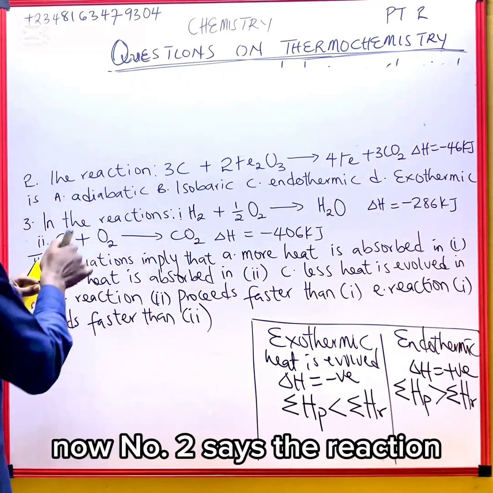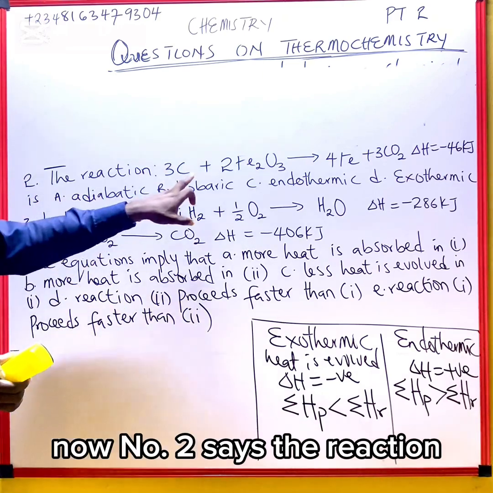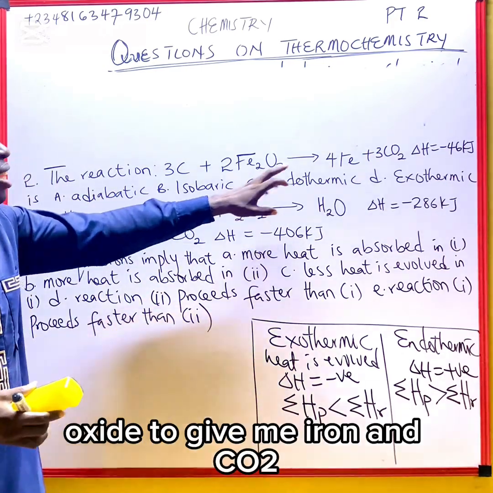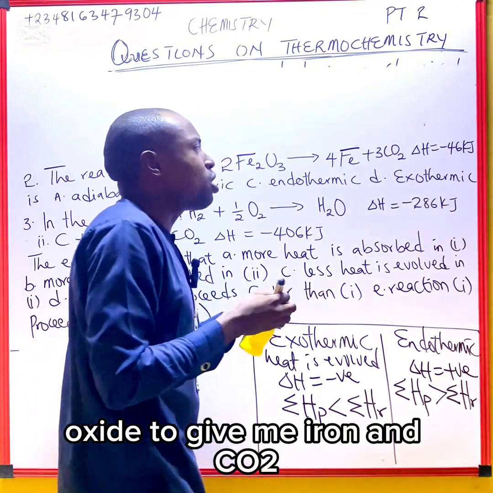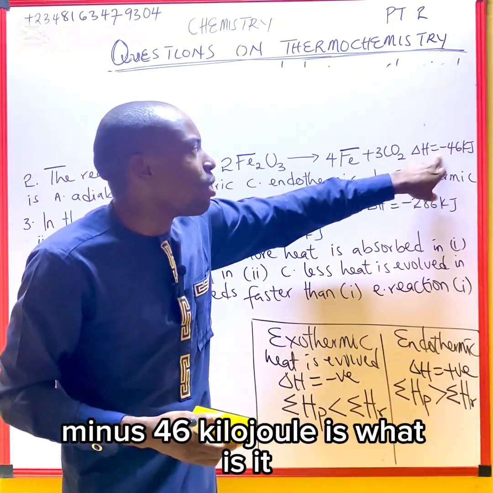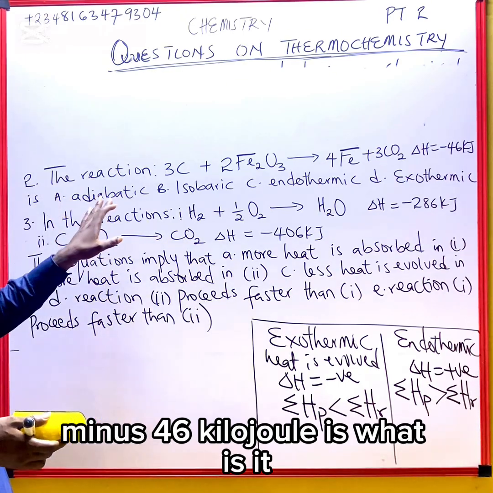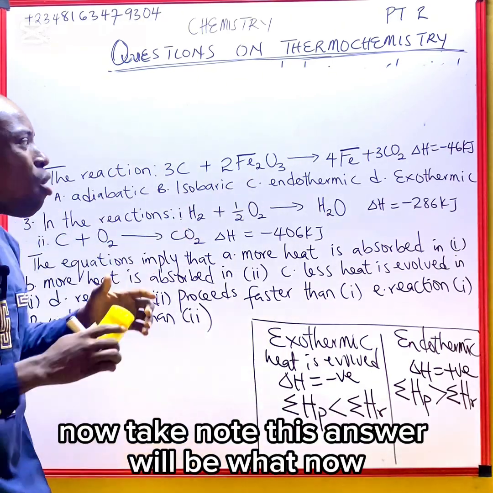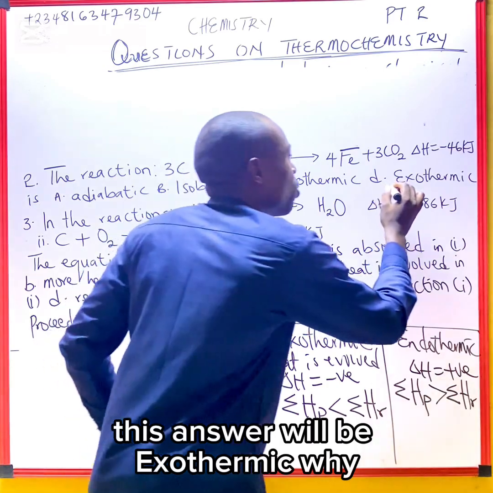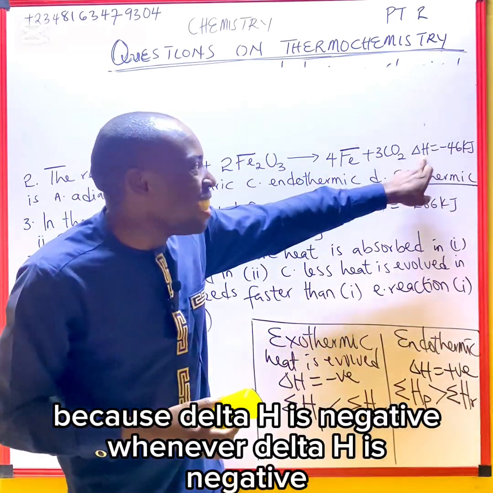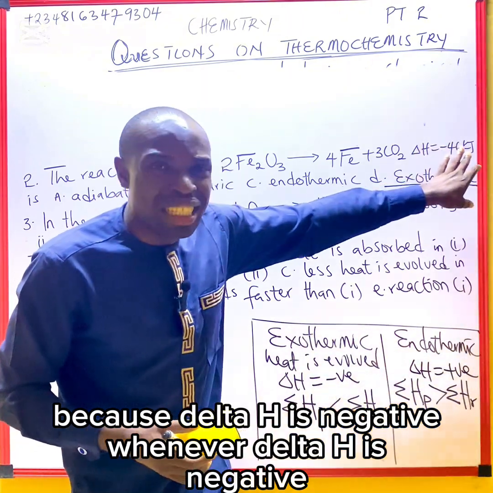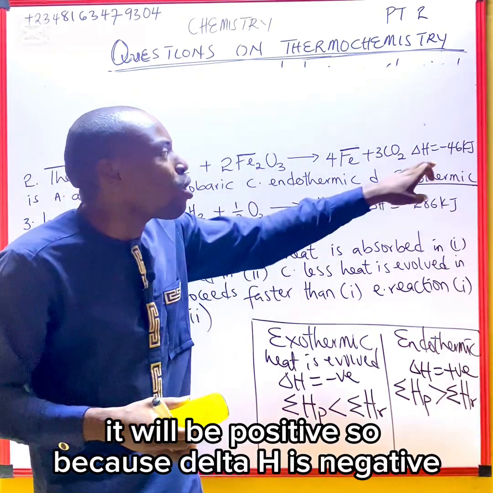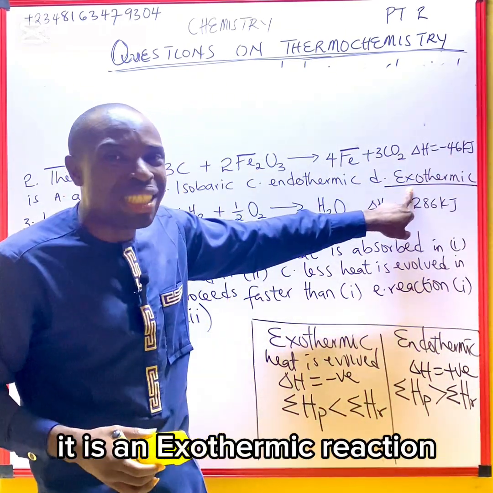Now number 2 says the reaction, as you can see right here on the board, of carbon and iron(III) oxide to give iron and CO2, has delta H equal to minus 46 kilojoules. Is it adiabatic, isobaric, endothermic, or exothermic? Take note, this answer will be exothermic. Why? Because delta H is negative. Whenever delta H is negative, it is exothermic. If they had put a plus here, it would have been positive. So because delta H is negative, it is an exothermic reaction.